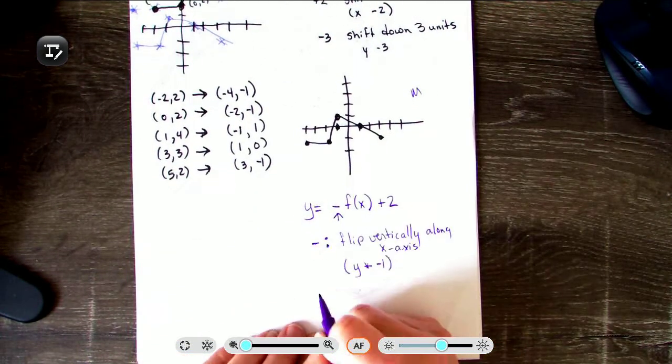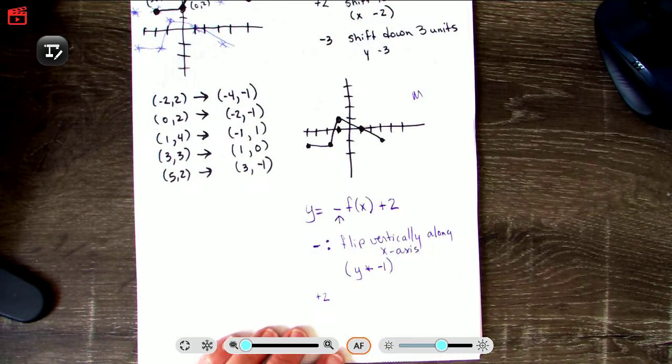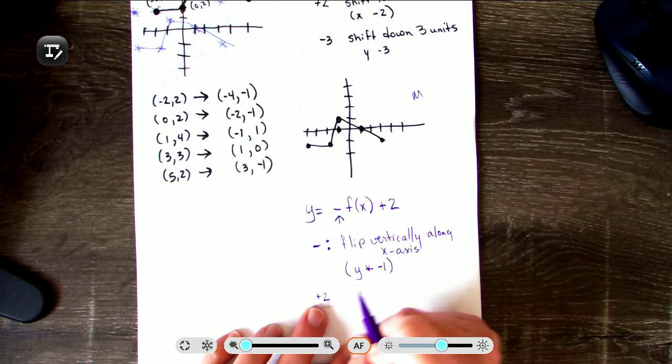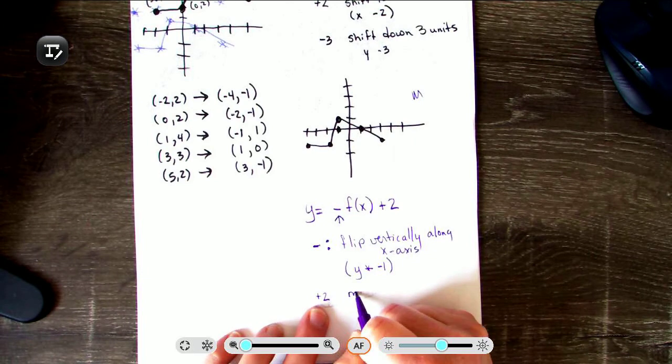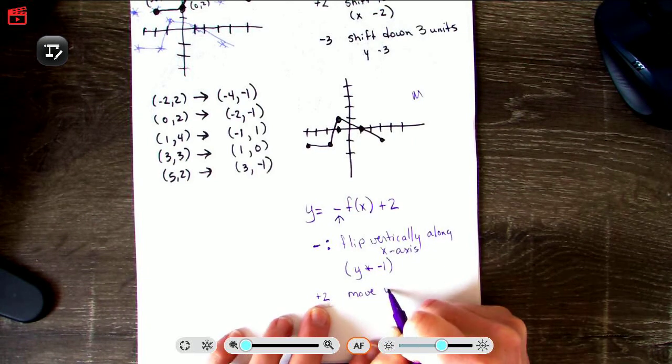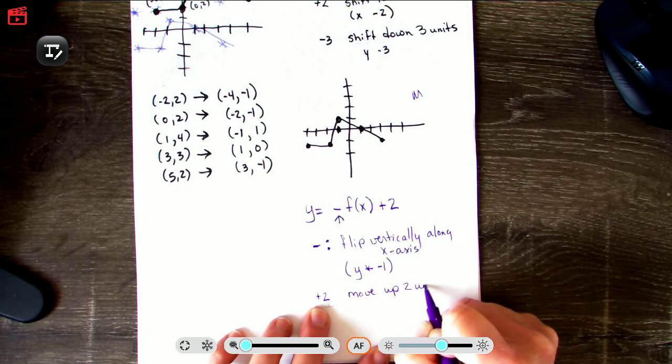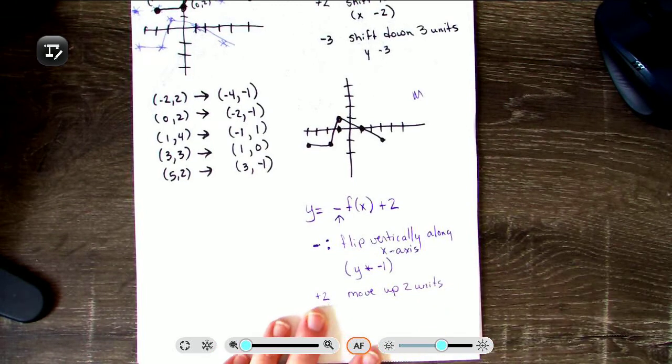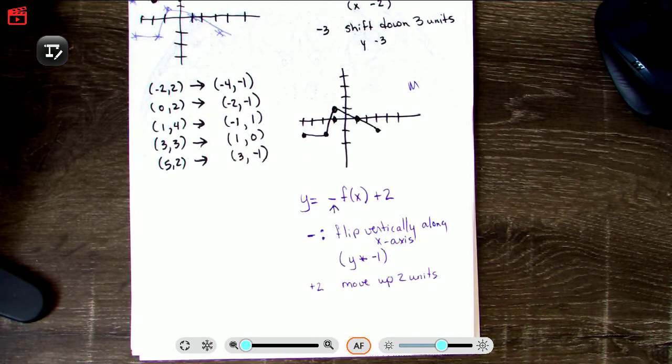And then we have to take care of that plus 2, and that is going to move our graph up 2 units. And it does just take a long time or a while to get these ideas down.